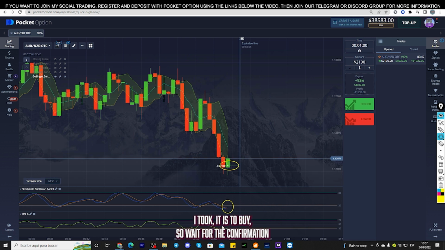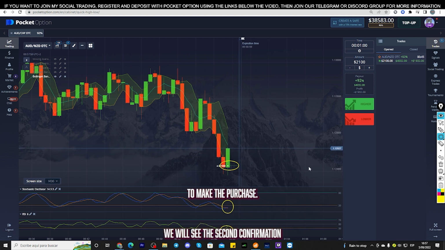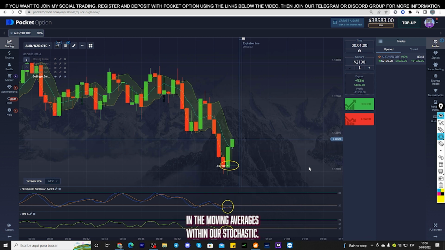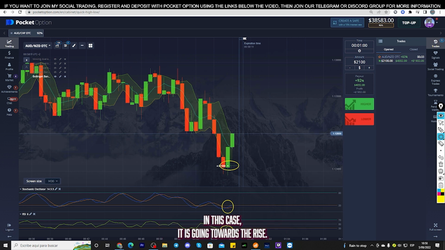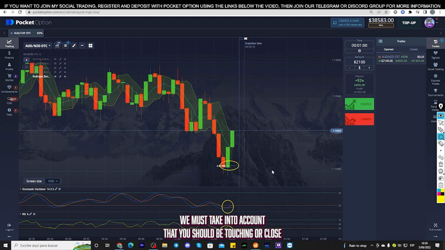In this trade that I took, it is to buy, so wait for the confirmation to make the purchase. We will see the second confirmation in the moving averages within our stochastic. The moving averages should cross going in the direction we will take the trade. In this case it is going towards the rise. We must take into account that it should be touching or close to our overbought.